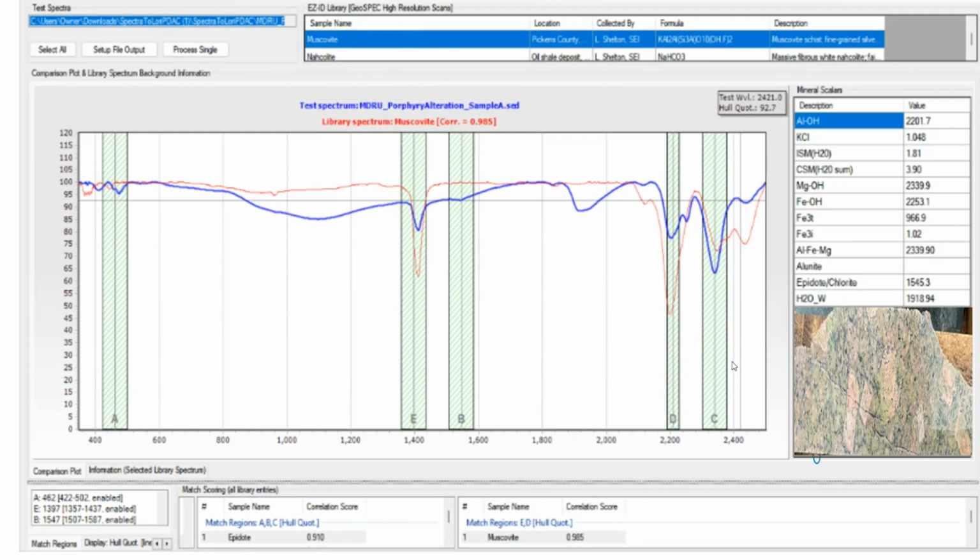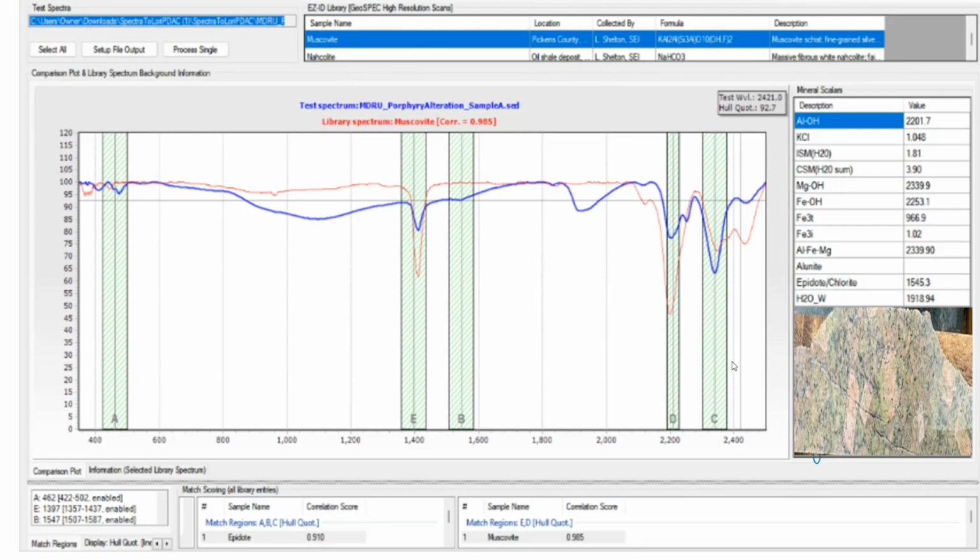So all of this data was taken with MDRU's oreXpert. Up first is going to be this potassically altered megacrystic granodiorite. This screenshot that you see here is actually from our EasyID mineral software, where you have the red spectrum being the built-in library spectrum. The blue is the target sample that was measured. So this is being compared to our ultra high resolution mineral library called GeoSpec.